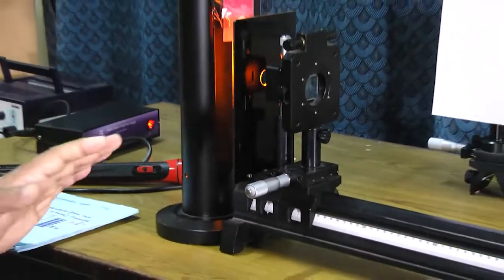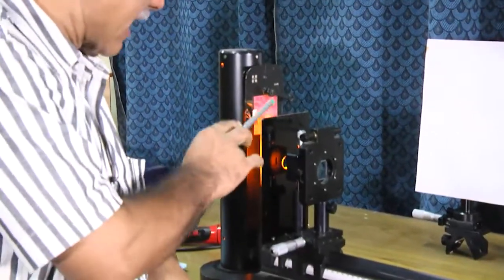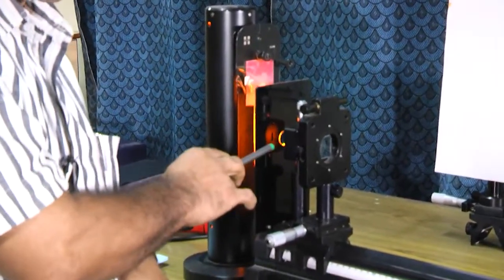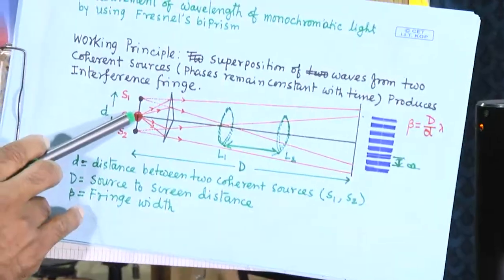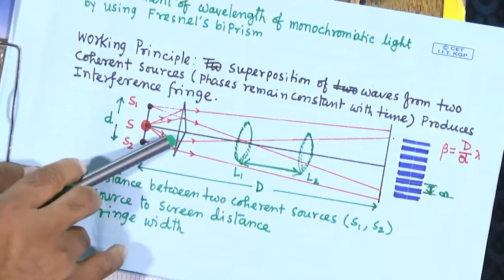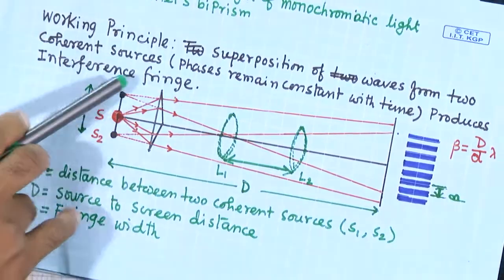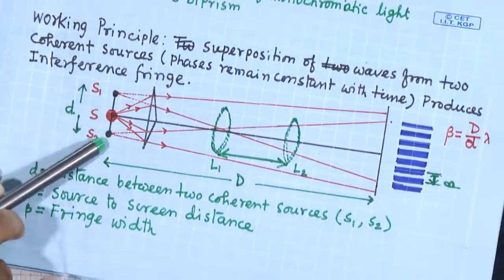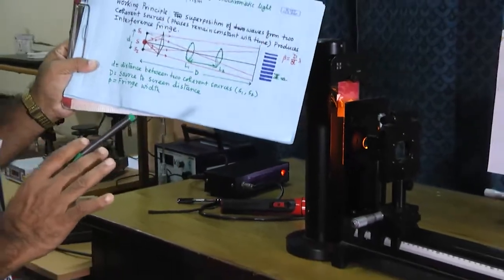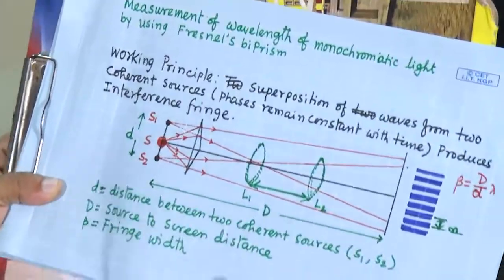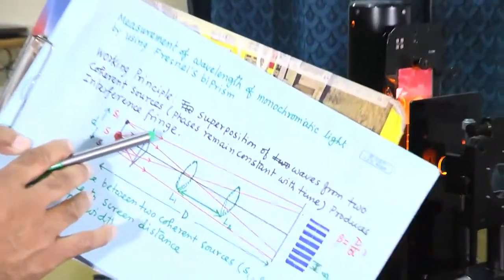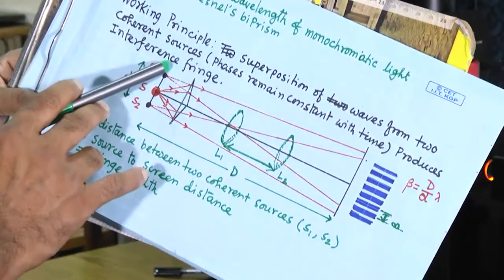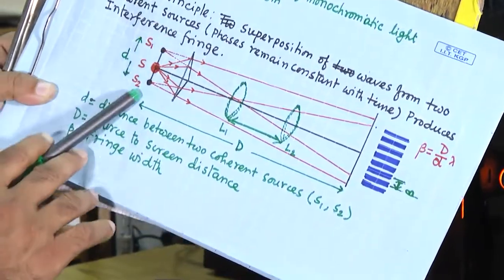Now, theory tells us that light from this source is falling on the bi-prism. There will be two virtual images at this position, which we cannot see. I will show you this later on. Suppose I have fixed these two positions and virtual images are formed. Two images are formed.